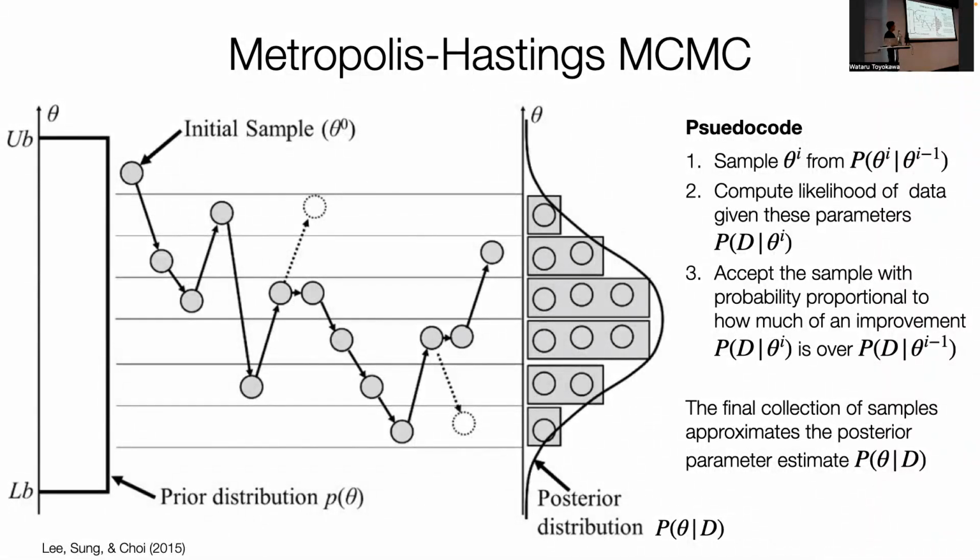From our next point, we compute the likelihood of the data given these parameters. Recall yesterday we had this likelihood function. It's very easy to evaluate, right? Given a single set of parameters, it's very easy to evaluate how likely the data is. Then given that likelihood, we accept that sample with some probability proportional to how much of an improvement it was over the previous point. Here's an example where we've gone over here and the likelihood is actually lower, and we've decided to reject that sample. But these filled dots are all successful samples that we've accepted.